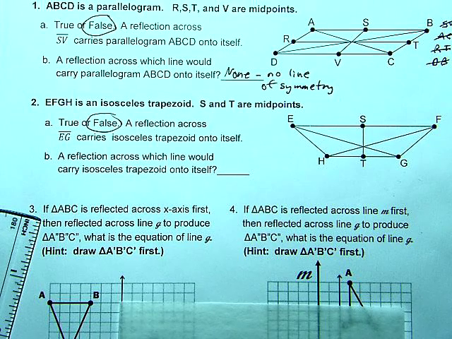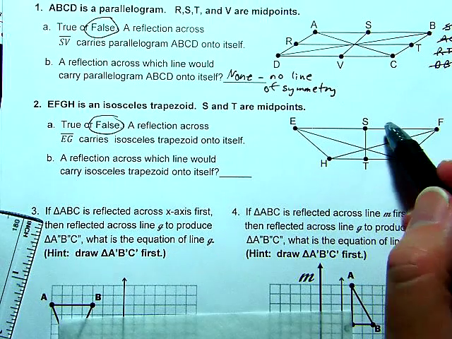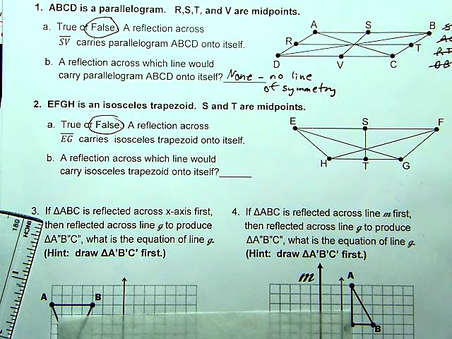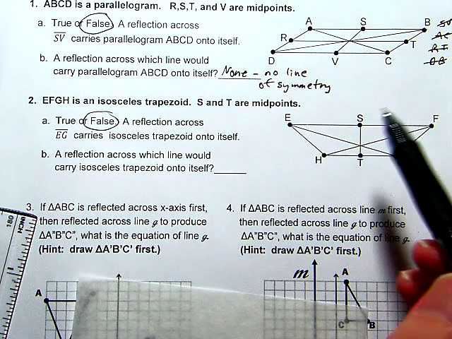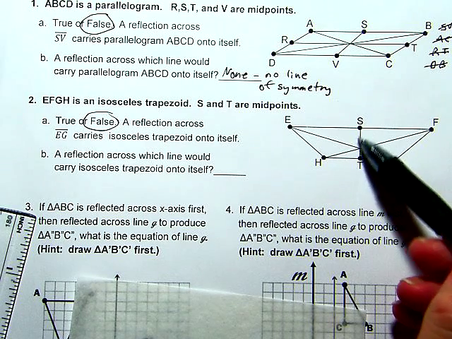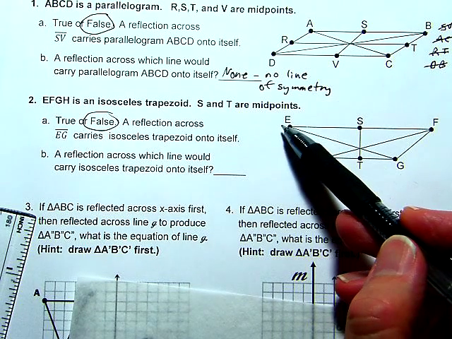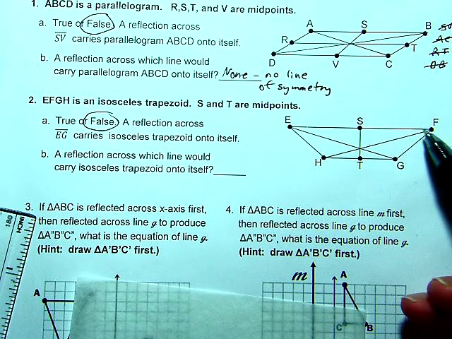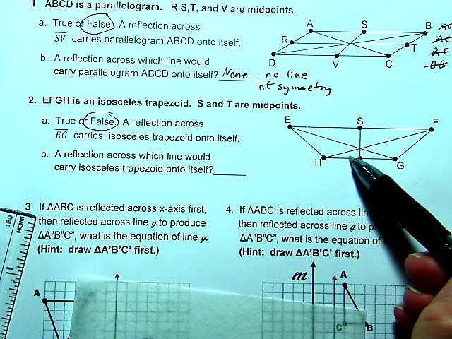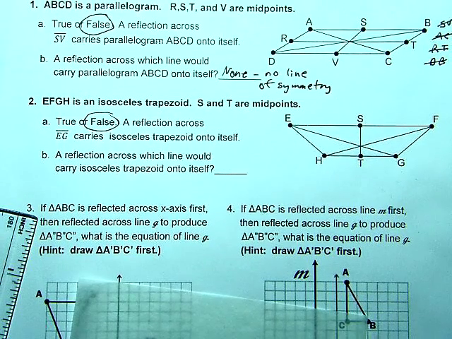So let's try to figure out which line looks like a line of symmetry. And I think after we've done some of the work with letters, you kind of have more of an intuition, and I'd say it looks like ST, right? Because it looks like E is to the left of S about the same distance that F is to the right of S, and H is to the left of T about the same distance that G is to the right of T. So let's try ST.